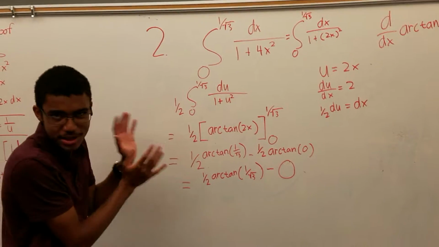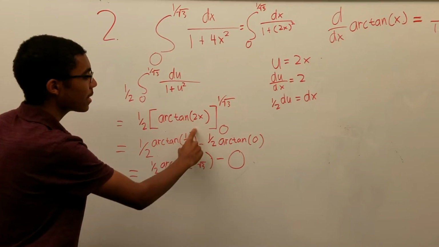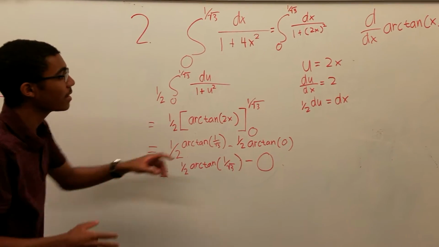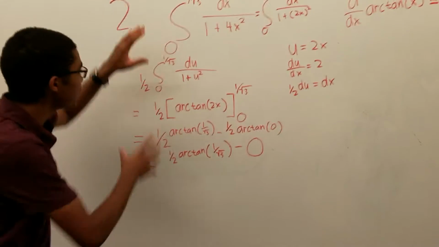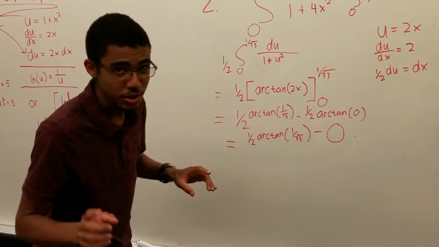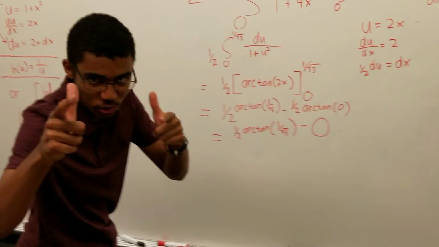From there, we keep our 1 half on the outside to make the math a little bit simpler. We get 1 half arctan of 2x, from 0 to 1 over square root of 3. I plugged my u back in so I can use the original indices. Very important when doing these problems: make sure you're using the indices that correspond with the variable you're using. Very, very important. Don't forget that.